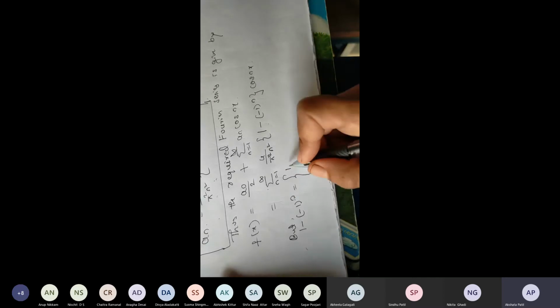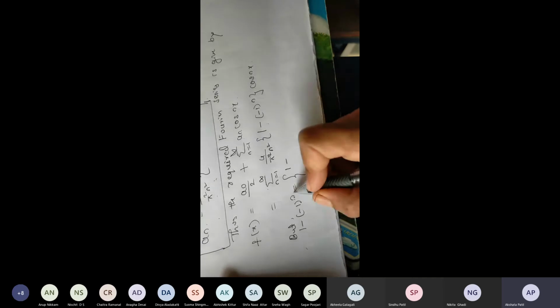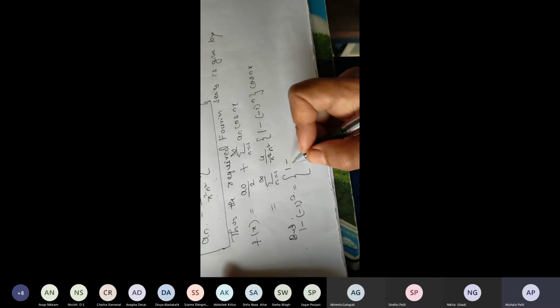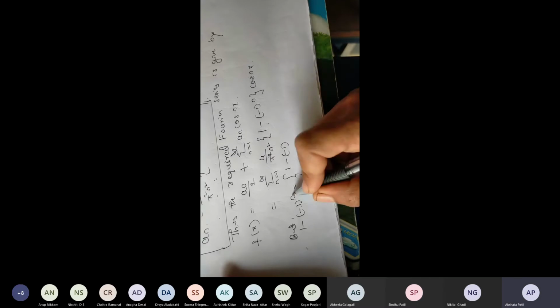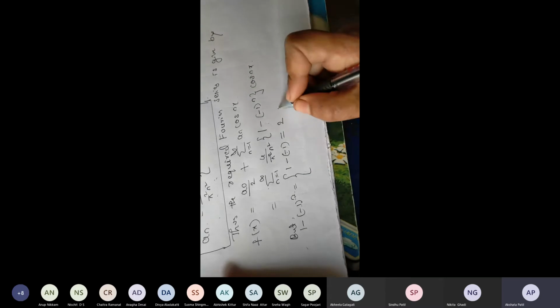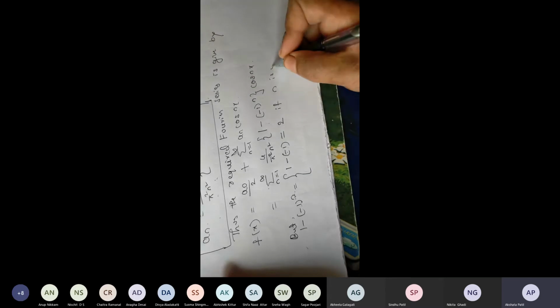Then what do you get here? 1 minus (minus 1) raised to 1. Is minus 1 raised to 1 equal to minus 1? Yes, minus 1 raised to 1 is minus 1. Now minus into minus gives plus, so 1 minus minus 1 equals 2 if n is odd.